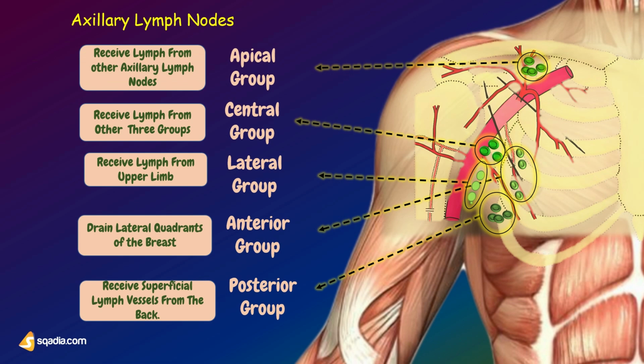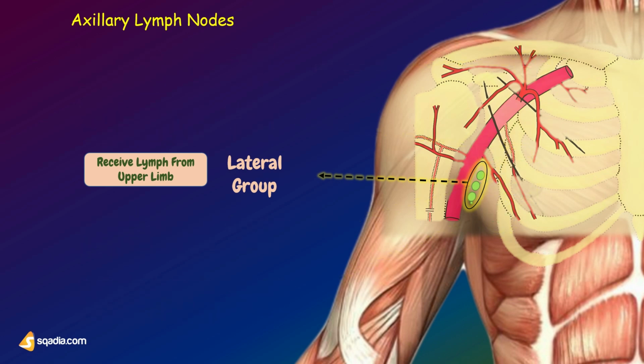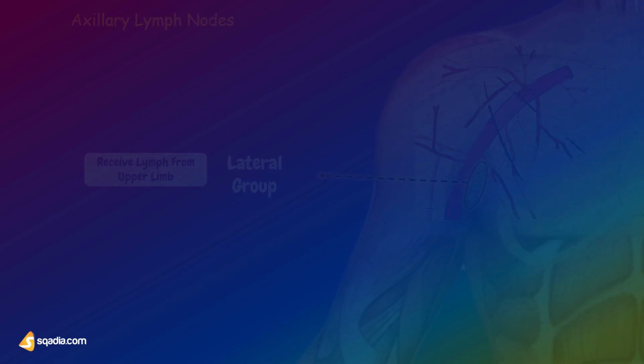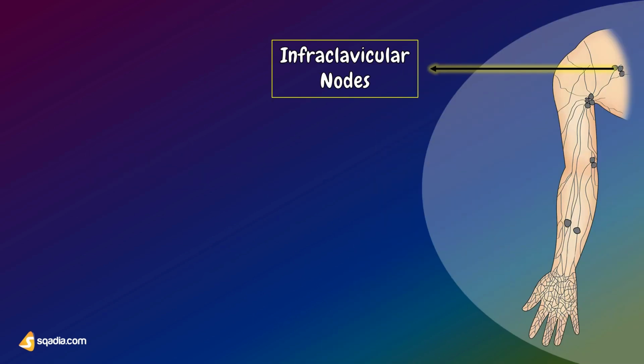Lastly, we have the apical group of axillary lymph nodes. These nodes are present at the apex of the axilla, just lateral to the first rib. They receive lymph from other axillary lymph nodes. Out of these 5 groups of axillary lymph nodes, the lateral group is the main group of nodes to receive lymph of the upper limb.